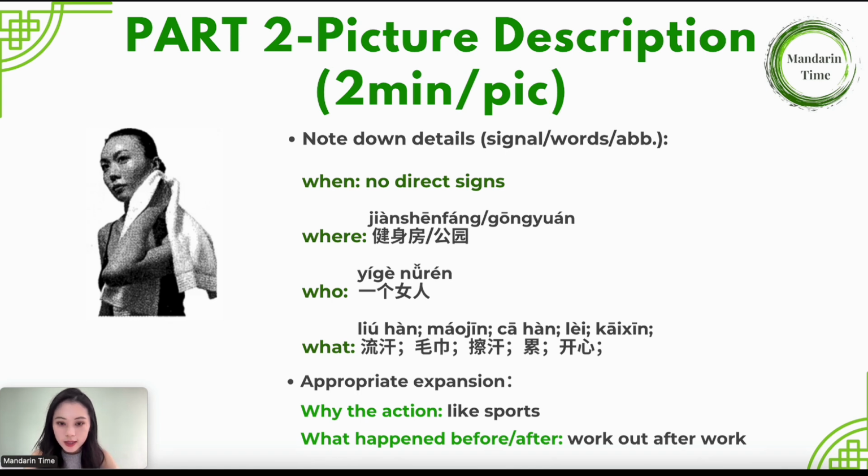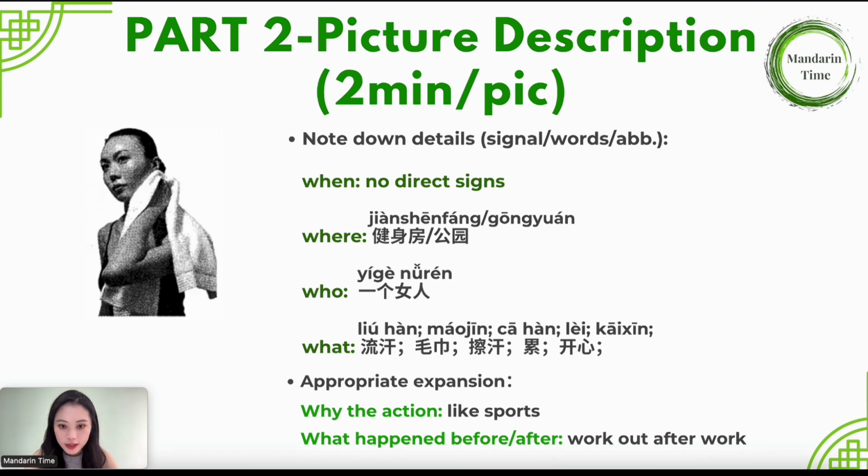For when, I don't see a direct sign, so maybe we can expand it later. And for the place, it can be in a gym or a park. And it's a woman wiping sweat with a towel, so I can write down a woman, 一个女人, sweating, 流汗, towel, 毛巾, wiping sweat, 擦汗. Besides, working out is tiring, but she looks fine, so I can write 累 tired and 开心 happy.